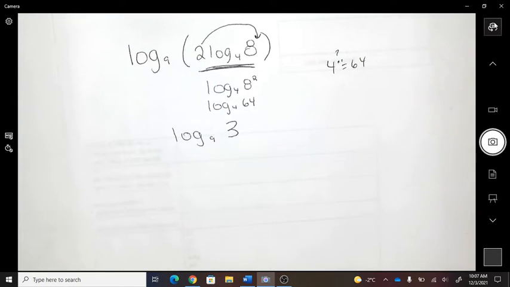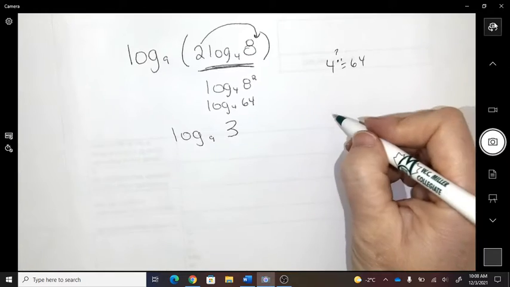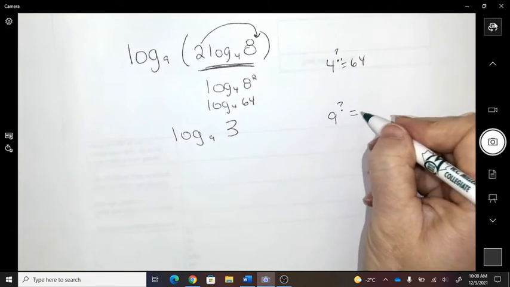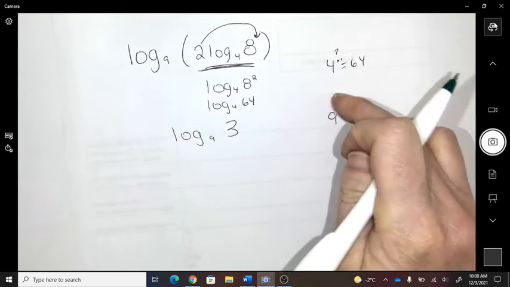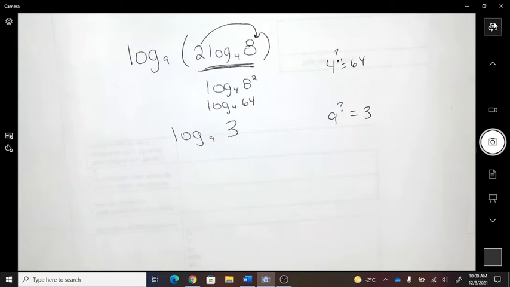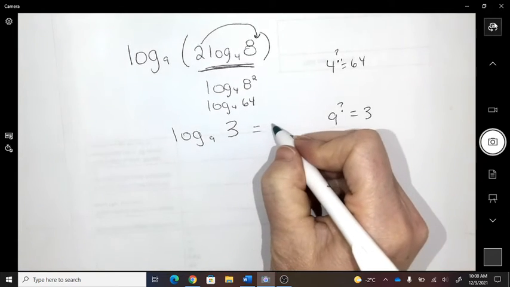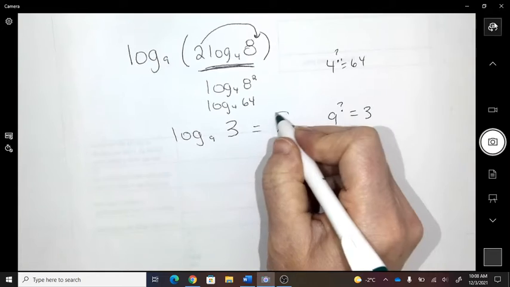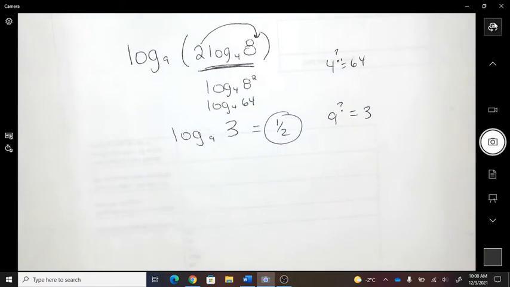So now, what is your brain thinking? What is the exponent that makes that happen? So what is the exponent, base, exponent, result? What's the exponent that made that happen? That would have a final answer of 1/2.